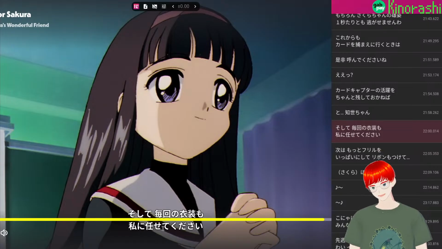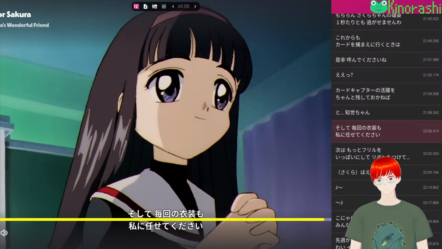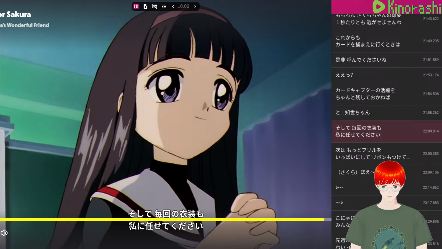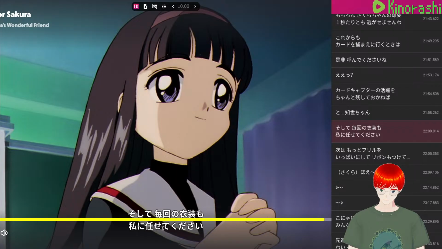So every time's costume, let's see, she wants to receive, leaving it up to herself. In other words, she's saying you can count on me for your costume every time. So what she's receiving is Sakura counting on her to leave it up to her, essentially. So, soshite maikai no isho mo watashi ni makasete kudasai.